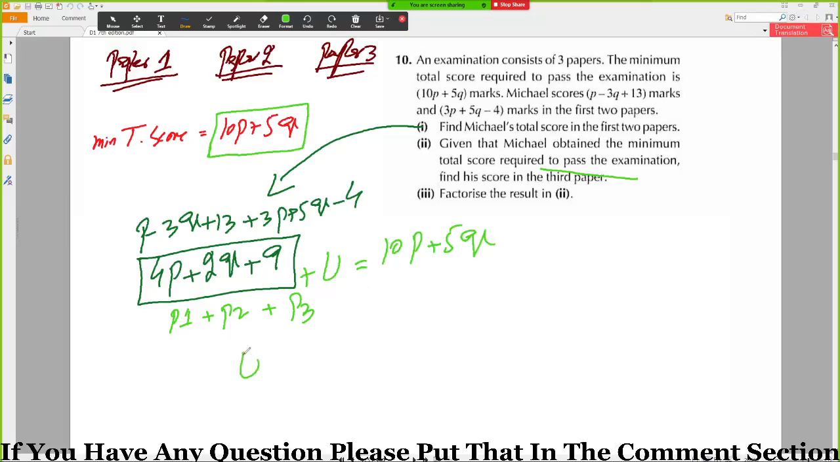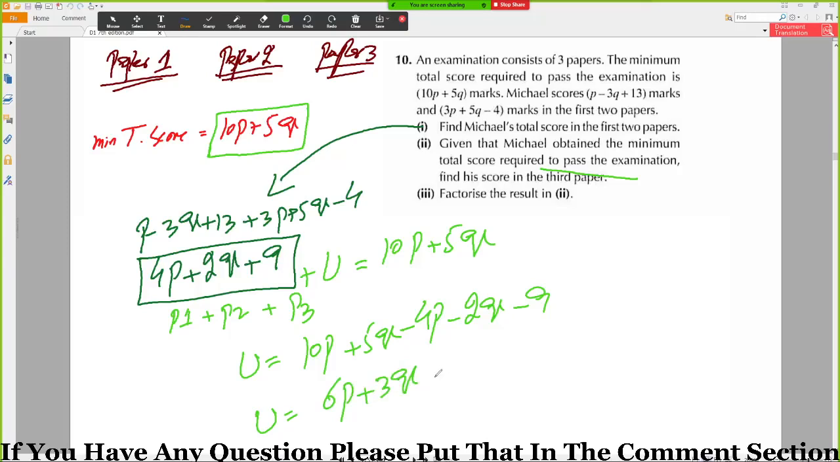Okay, so your u will be equal to 10p plus 5q minus 4p minus 2q minus 9. So unknown third paper marks will be equal to this will be 6p, this will be 3q minus 9. So this is the minimum score he will need to get in his third paper.